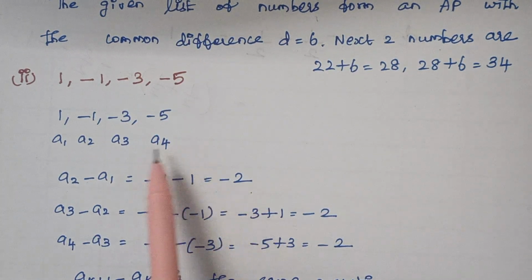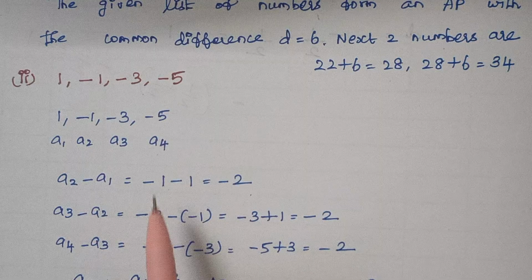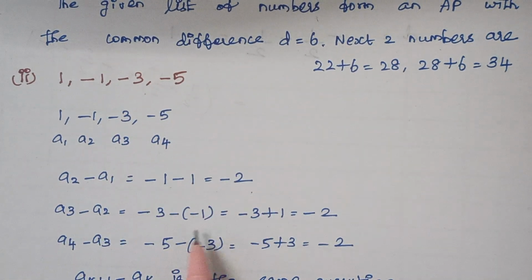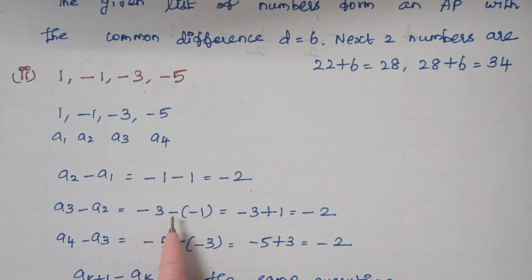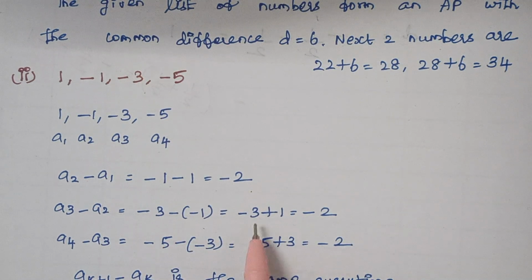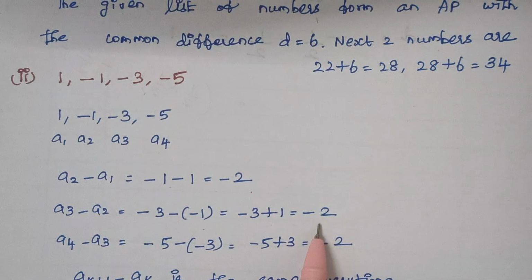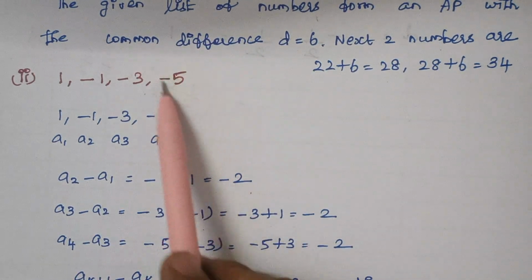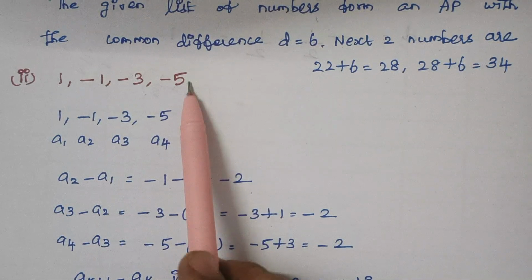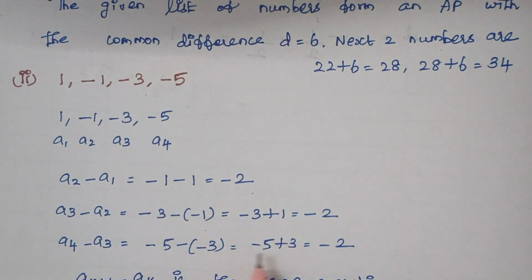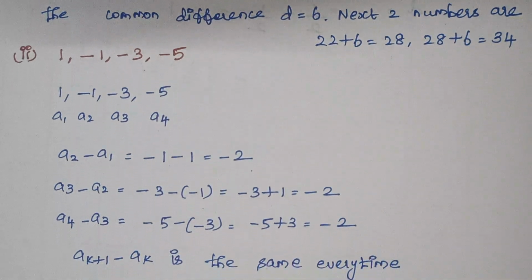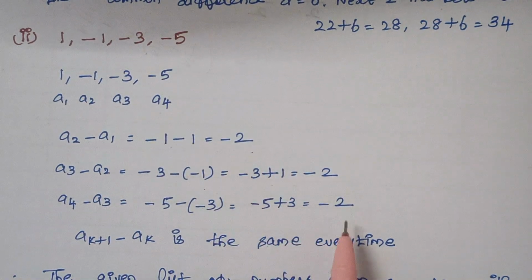Now the next is A3 minus A2. So what is A3? It is minus 3 minus of minus 1. Right. So minus into minus makes plus. So minus 3 plus 1 is equal to minus 2. And finally, what is A4 minus A3? That is minus 5 minus of minus 3. So it is minus 5 plus 3 which is equal to minus 2. Right. So here again the difference is the same every time.